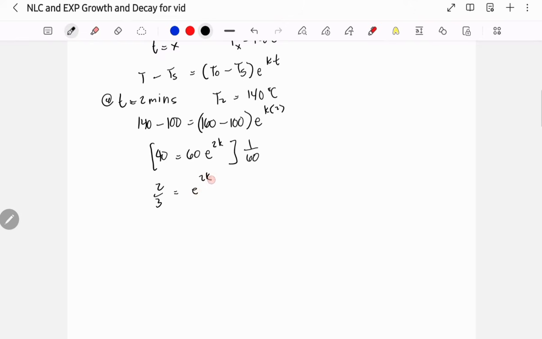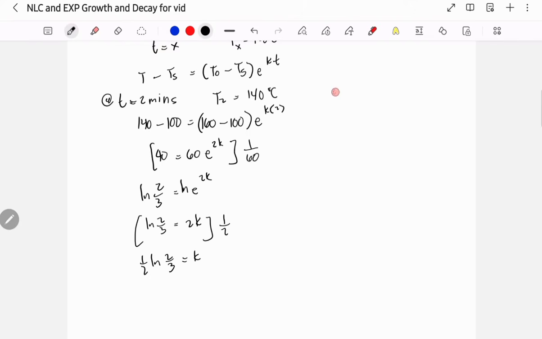So e to the 2k. To get rid of e, we will use ln on both sides. So the result is 2k equals ln 2/3. And divide both sides by 2. So this becomes 1/2 ln 2/3 equals k. So we have now our k. Then we will find what is asked.